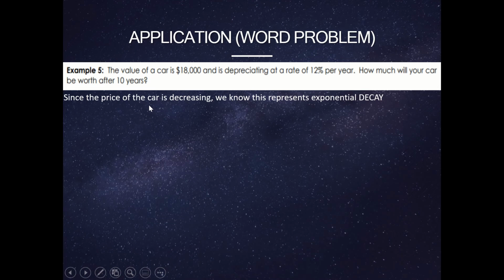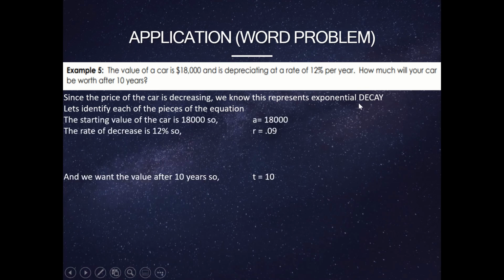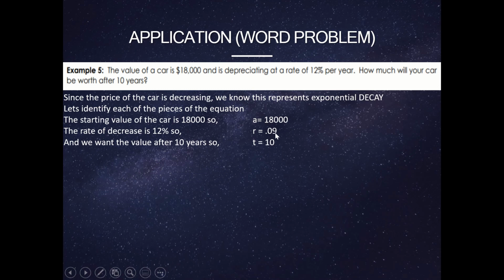First of all, since the price of the car is decreasing, we know this represents decay. So we're going to use the minus equation. Let's identify the pieces. A is 18,000. R is 0.9. My apologies, that's a typo. You can see it should clearly be 0.12 down here. So scratch that out and write 0.12. We'll plug each of these values in, and our new equation looks like this: 18,000 times 1 minus 0.12 to the 10th.